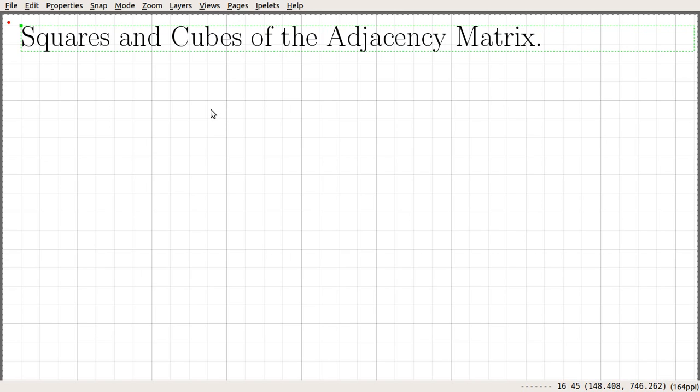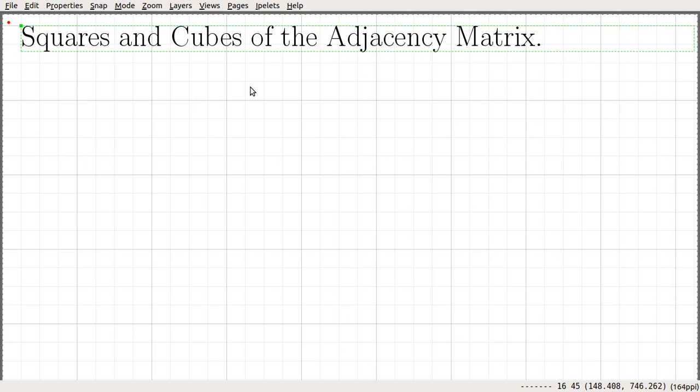Okay, in the last video we defined the adjacency matrix of a graph and went through some very simple properties of the adjacency matrix. So in this video we are going to talk about the squares and cubes of the adjacency matrix. We are going to talk about what we can see from the resultant matrix if we take the adjacency matrix and square it, and similarly, if we cube the adjacency matrix, what can be inferred from the resultant matrix.